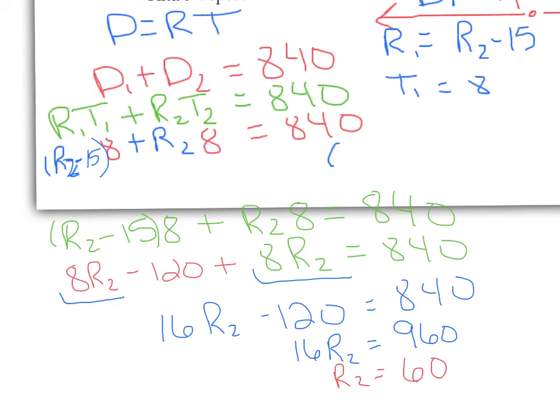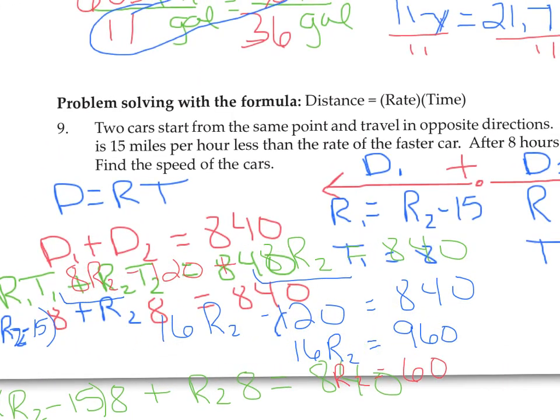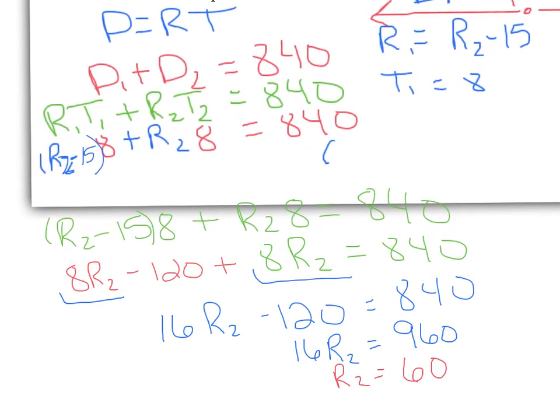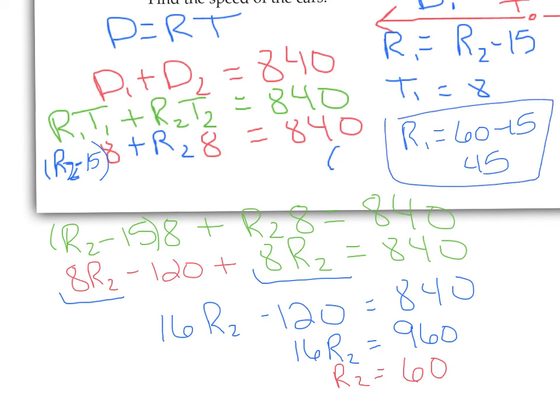Now, if we look at the question again, I know I'm going to have to cover some of this up to scroll this question down. It says find the speed of the cars. So I'm looking for the speed of both cars. This was just the speed of the second car. The speed of the first car is right here. Rate 1 equals rate 2 minus 15. So if I know rate 2, I can find rate 1 equals 60 minus 15, or 45. So one of the cars is going 45 and the other one's going 60 miles per hour.